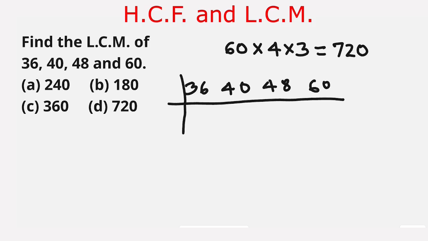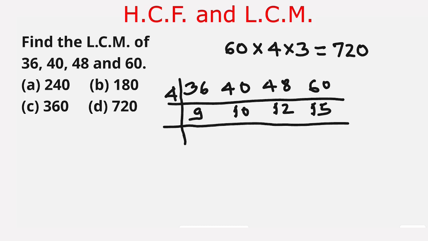We divide it by 4 as 4 is common in all. 8 is not common in all. 12 is not common in all. So we divide it by 4 because 4 is common in all. 4 divides 36 for 9 times, 40 for 10 times, 48 for 12 times and 60 for 15 times.